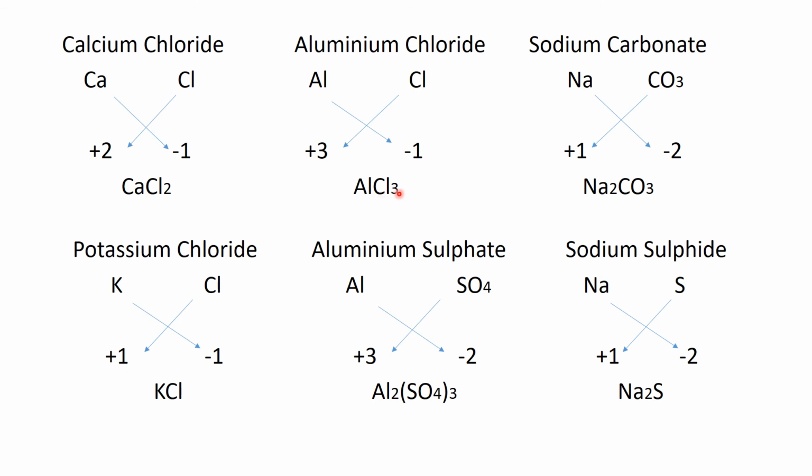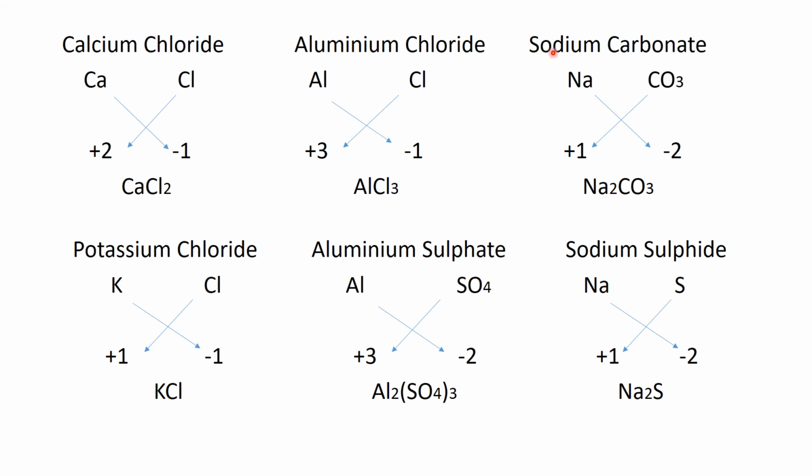And by writing these formulas, you can understand how many atoms of a particular element are present in a given compound. As you can see here, aluminium is single, meaning 1 atom of aluminium and 3 atoms of chlorine make aluminium chloride, or you can say 1 atom of aluminium and 3 atoms of chlorine combine to form aluminium chloride.